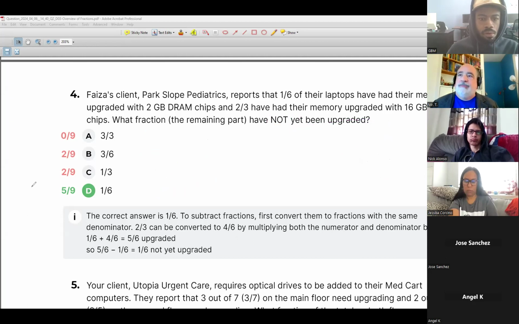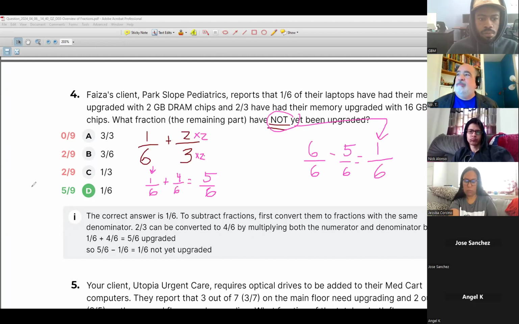Because it says "not," that's the reason why we use the 6/6. Because 5/6 have been upgraded, the question is, what's the remainder that haven't been? 100% of something is 6 out of 6, so that would be if all of them have been upgraded. So 6 out of 6 is all of the clients. 5 out of 6 have been upgraded. 6/6 minus 5/6 gives you the 1/6 that have not yet been upgraded.